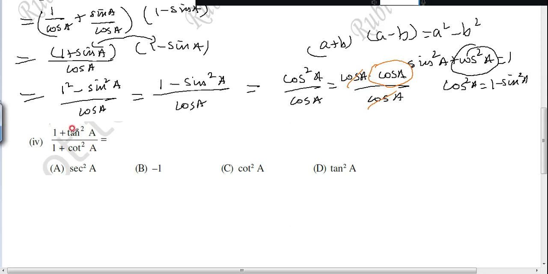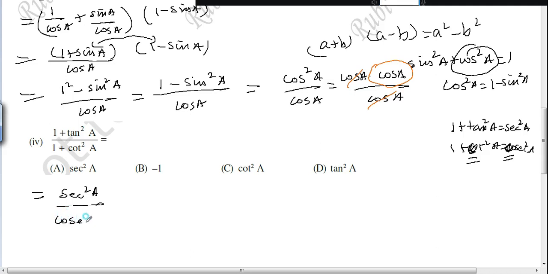Fourth one, (1 plus tan squared A) divided by (1 plus cot squared A). 1 plus tan squared A is nothing but secant squared A. You know the identity, isn't it? 1 plus tan squared A equals secant squared A. 1 plus cot squared A is equal to cosecant squared A. For this, when you have C, you will get the same C here, isn't it? So like this, you can remember 1 plus cot squared A is cosecant squared A. This is very easy. Then you can write this. 1 plus tan squared A is secant squared A, divided by cosecant squared A.